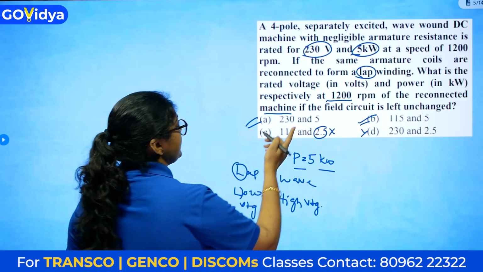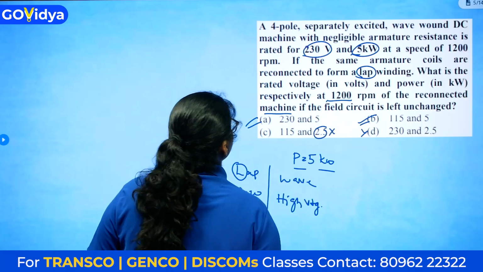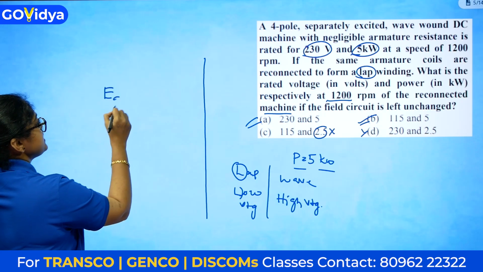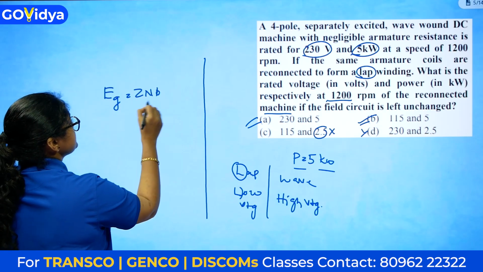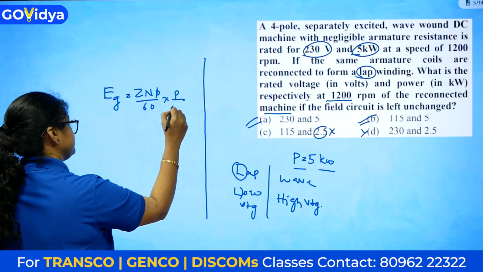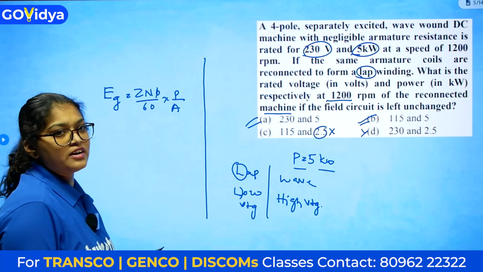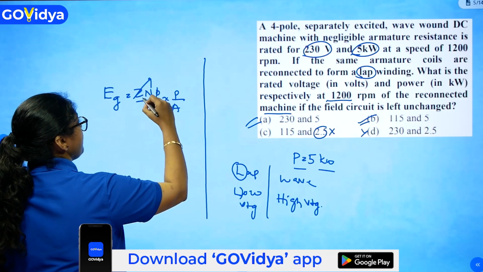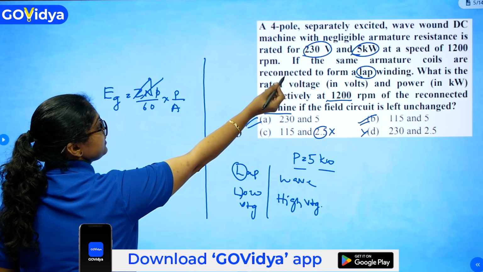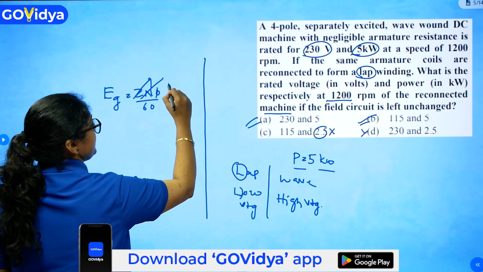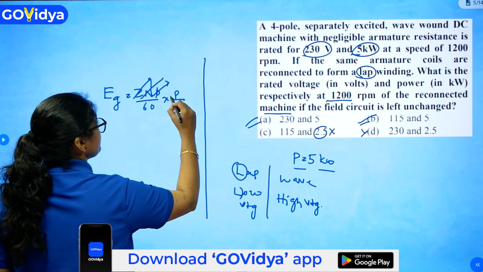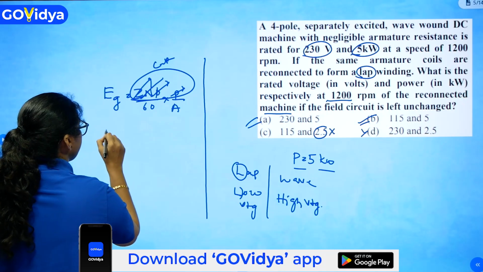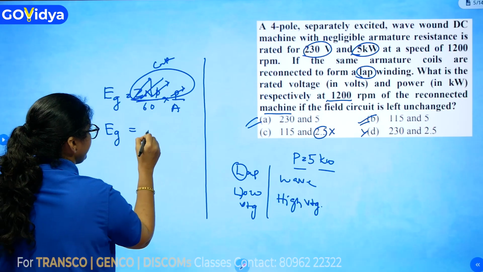Clear? Now we'll find the voltage of the lap winding. We know the general formula: Eg is equal to Z N phi by 60 into P by A. Yes or not? The machine is already constructed, so we cannot change the conductors. The speed is constant for both the lap and the wave. Flux I cannot change right now, so poles also I cannot change. All these parameters are constant, so the remaining is only 1 by A.